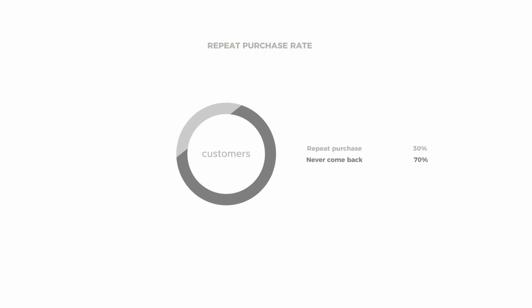Now, some founders might say, but George, we make it back on the second and the third and the fourth order. And the answer to that is maybe you do, but maybe you don't. If your repeat purchase rate is 30%, that means 70% of your customers never come back. So you are losing money on 70% of your customers and hoping the 30% make up for it. To me, this sounds like a little bit of a gamble.